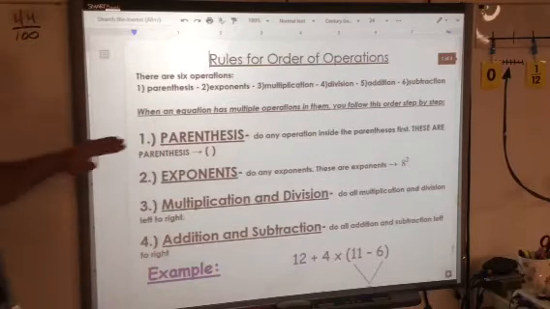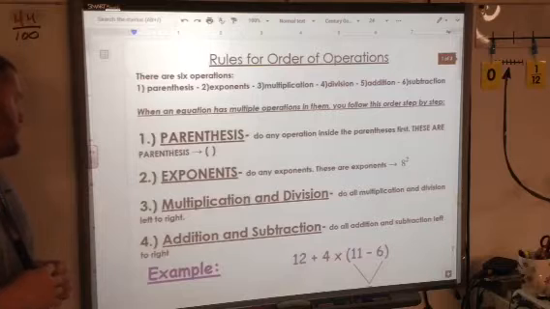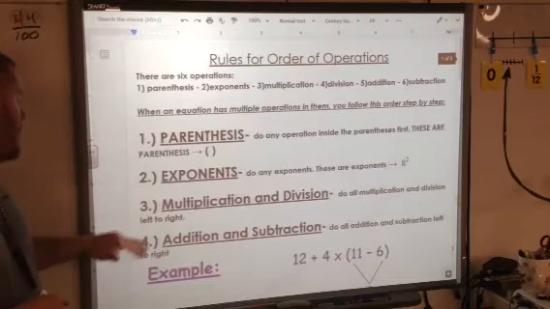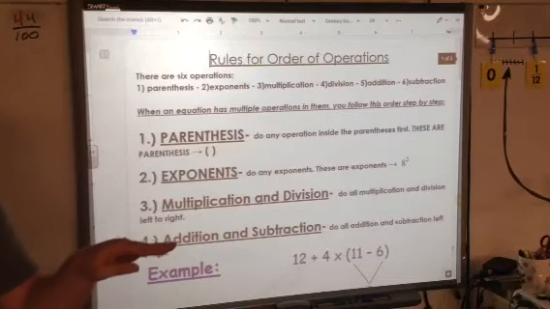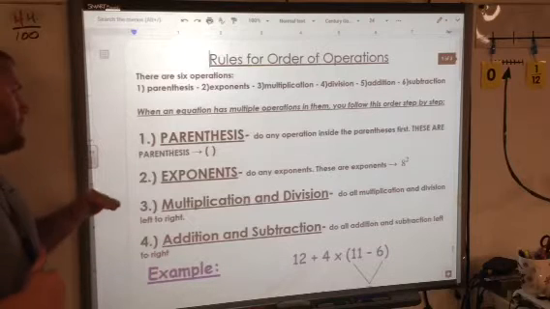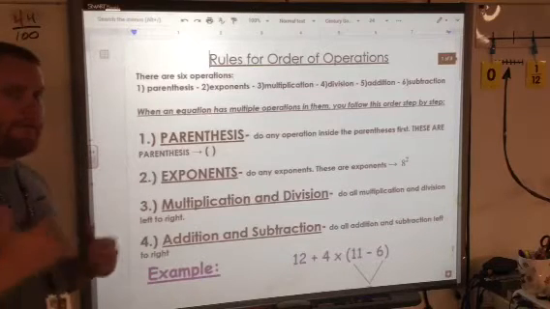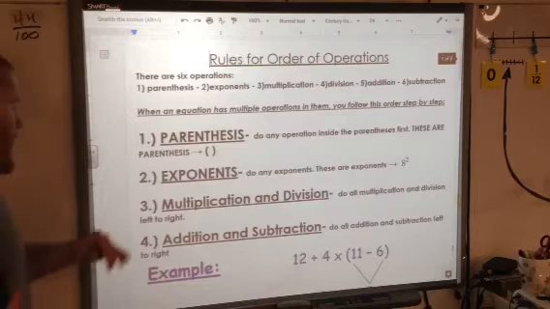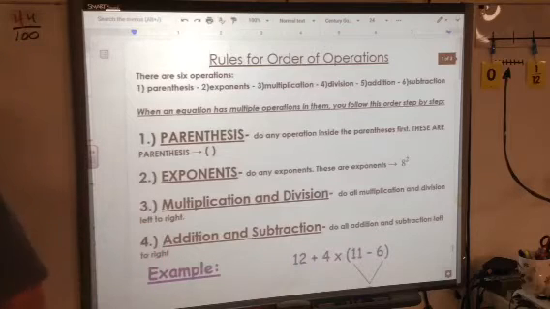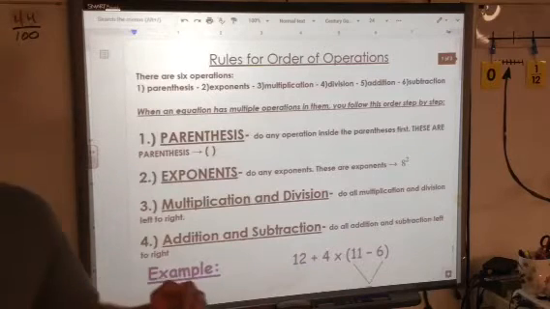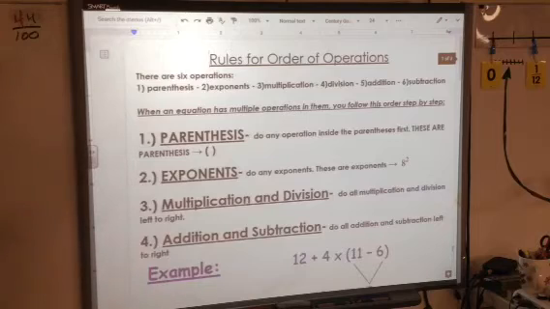So first things first, we do parentheses, whatever's inside there. Exponents is second. Multiplication and division are at the same level, so that is what we perform third. But if you see multiplication and division in the same equation, you have to do it left to right, just like we read. And the last operation we perform is addition and subtraction. Much like the previous step, if you see addition and subtraction in the same equation, you have to perform it left to right.